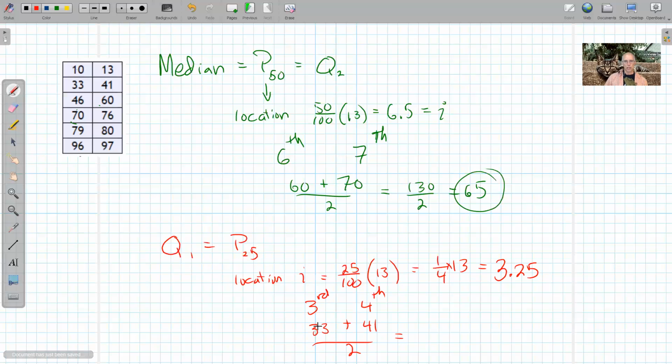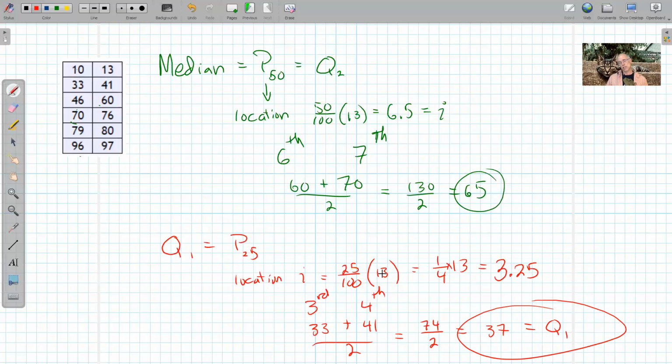And again, if it doesn't work out to be a whole number, the rule says find the two numbers on either side and average them. Now, this isn't exactly what the spreadsheet does. We can plug this into a spreadsheet and see we'll get a slightly different number, or StatKey, slightly different number for the quartile. Sometimes they agree, but they often don't. So what is this? 74 divided by 2 would be 37. 37 would be our Q1 here. Similar procedure to find Q3. We would just have 75 over 100 times 13. That's the location. And then if that location isn't a whole number, we average the two whole number positions on each side to find the quartile.